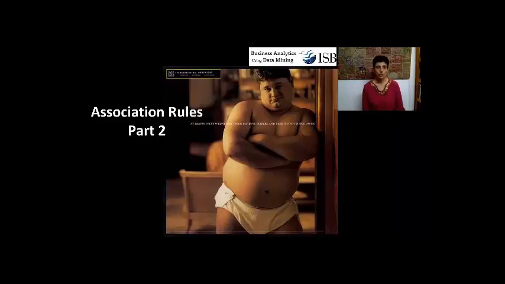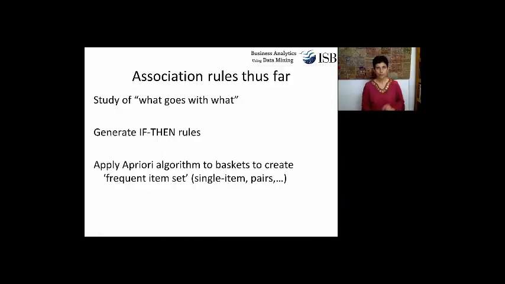In our last session, we're going to conclude talking about association rules. Let's see where we left in the previous session. First of all, we established that association rules are used for finding out what goes with what in terms of items that come together in a basket.